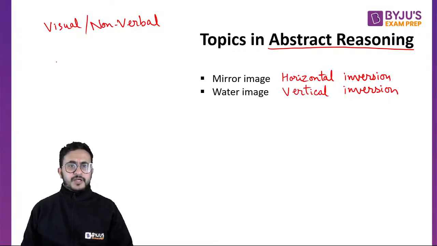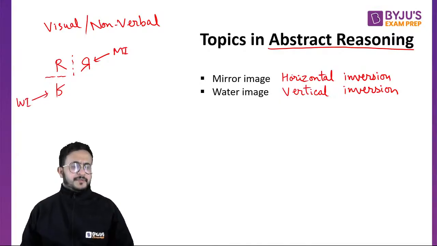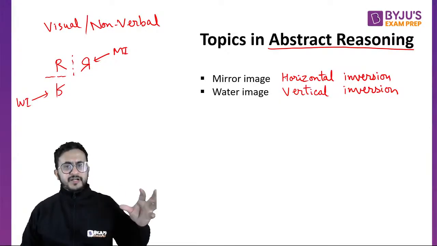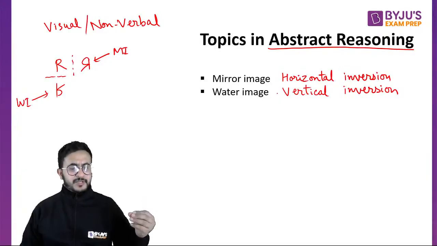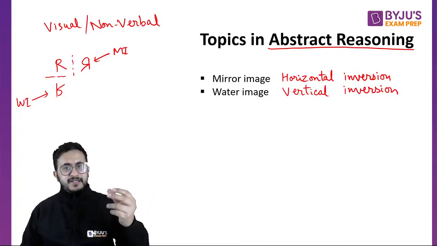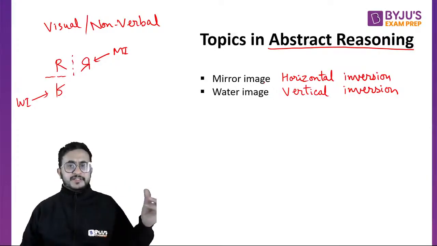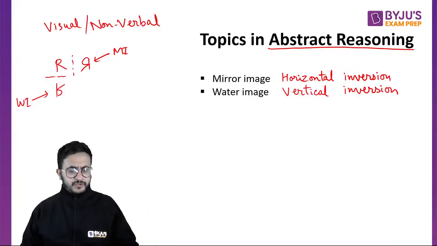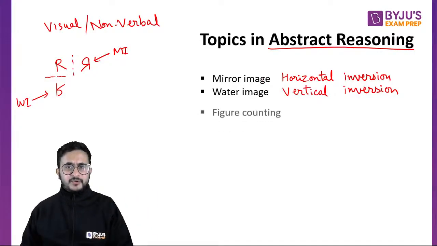So suppose I write R, and if you look in the mirror, it will look like this. If I write R in the water, it will look like this. So this is mirror image. This is water image. Now this is something basic also. Let us say they will not ask you a question directly on mirror image or water image. Some of the questions might use mirror or water images, let us say odd one out or any sort of question that you may encounter.